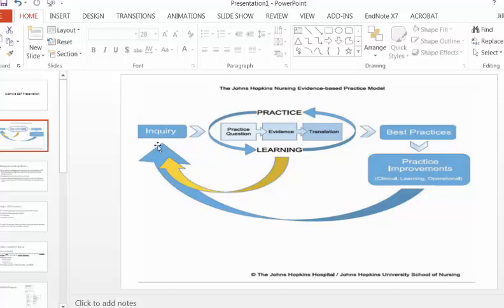So first, of course, we start with the inquiry. We're in a clinical situation, and we see something that we're wondering if it's the best way to do. We develop a PICO question, which is a formulated question that makes it easier for us to go in and look up the evidence. So go to the databases with keywords, look up evidence for us to critically appraise and summarize and make implications for practice or translation to practice.